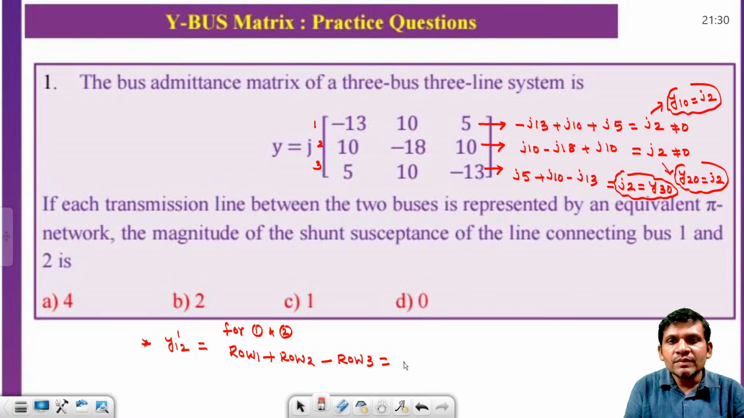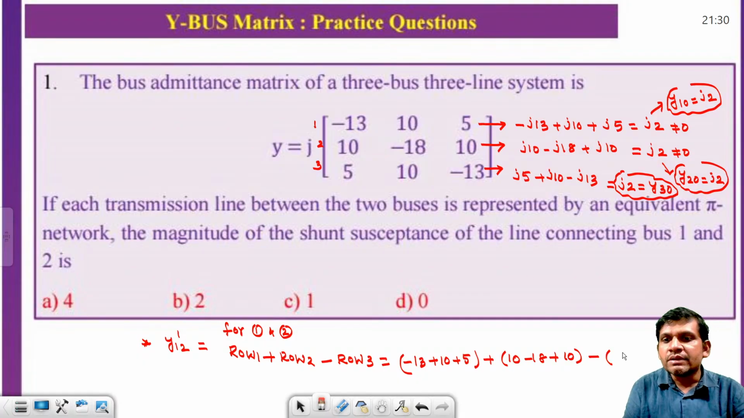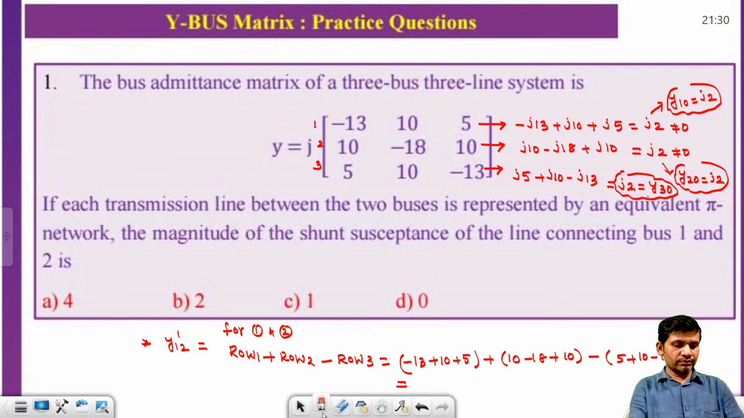And what can you write? This is minus j13 plus j10 plus j5, plus what is row 2? j10 minus j18 plus j10, minus what is row 3? This row 3, that is j5 plus j10 minus j13. Can you calculate this one? How much did you get? Come on, respond. What is your answer?